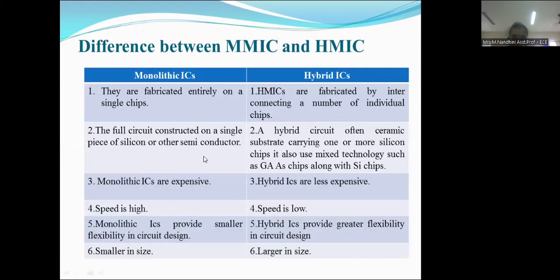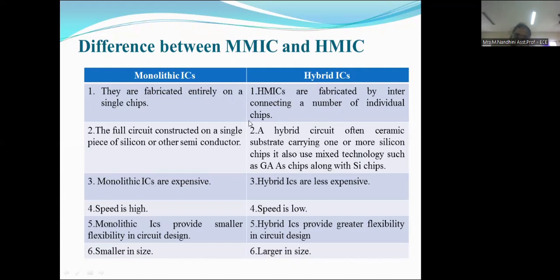What is the difference between MMIC and HMIC? Monolithic ICs and hybrid ICs. Monolithic ICs are fabricated entirely on a single chip, so they are called single stone. Hybrid ICs are fabricated by interconnecting a number of individual chips. It is the interconnection of many chips or transistors.